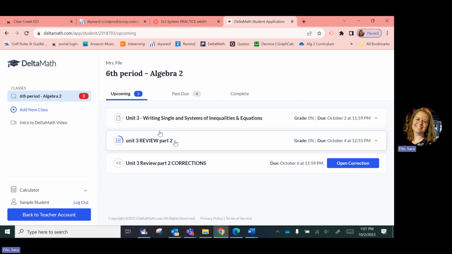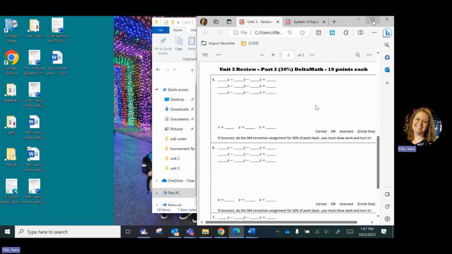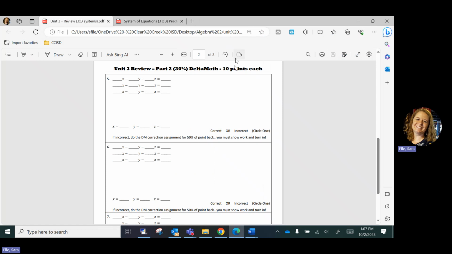If you get any wrong, you can go and do this correction assignment and try new problems. So you get another chance at getting some points, and you'll notice it says 50% of your points. So if they're 10 points apiece and you do the correction, if you try again and get one right, then you'll get 5 points. So it's giving you a chance to get some points instead of losing all 10 points for that problem. Does that make sense to everybody? Okay, so that's how the review is going to work.